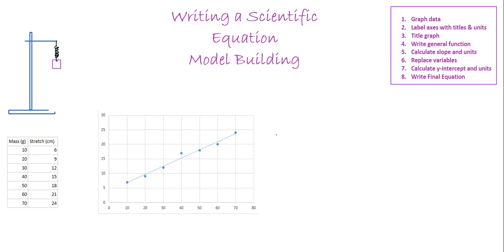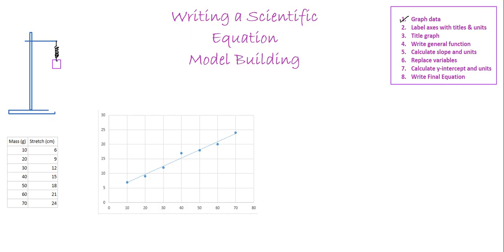Now, the very first thing that we want to look at here is that when we graph our data, we are trying to come up with an equation. So the shape that the data creates in the trend line is going to tell us what generic equation to use. So let's go ahead and do that. Now I've already graphed the data, but you can use maybe Excel or Logger Pro or something else to graph it. Now we're going to label the axes with titles and units.